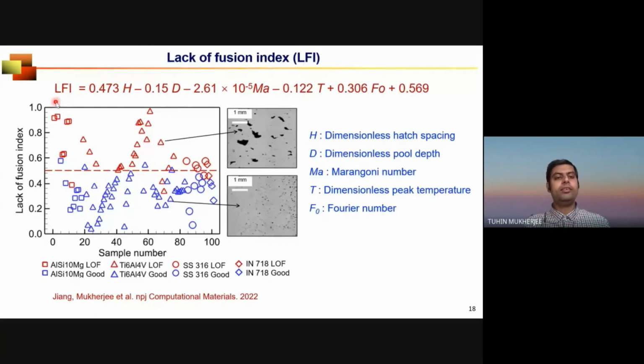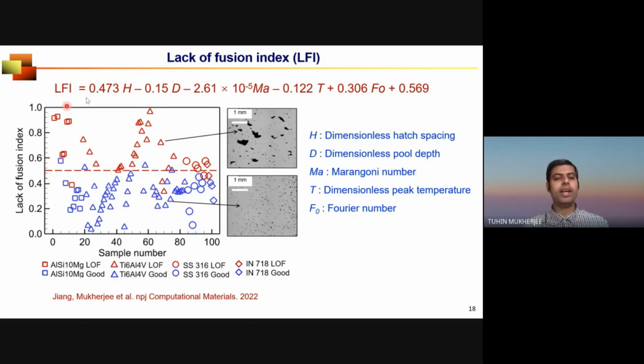How to do that? You combine all these important variables that we were explaining, like hatch spacing, pool depth, Marangoni number, temperature, Fourier's number, and use machine learning to get a formula. And we call it a lack of fusion index. So the lack of fusion index varies between 0 and 1 with a threshold at 0.5.